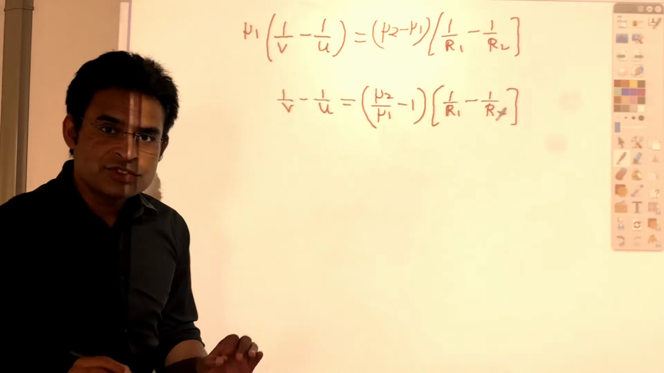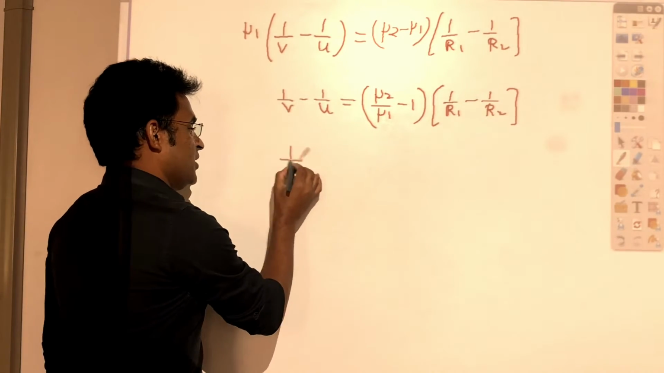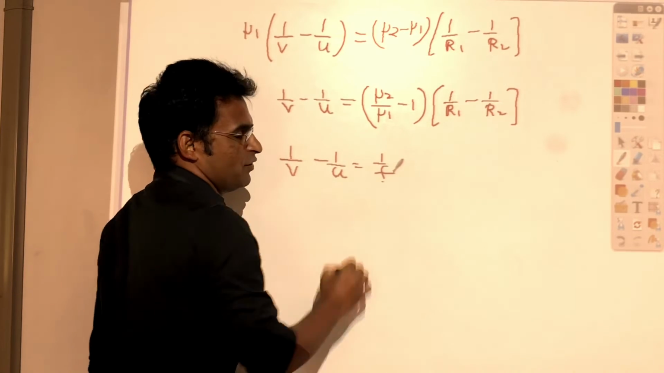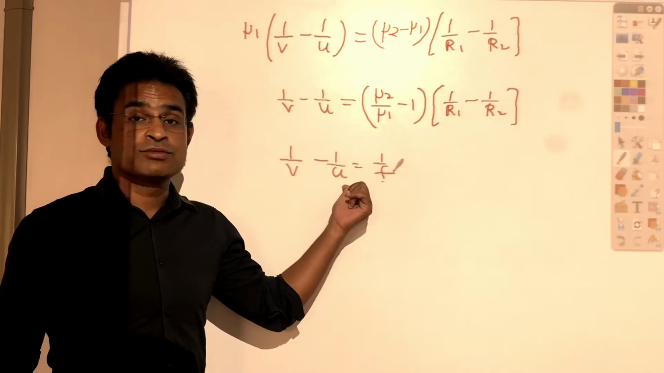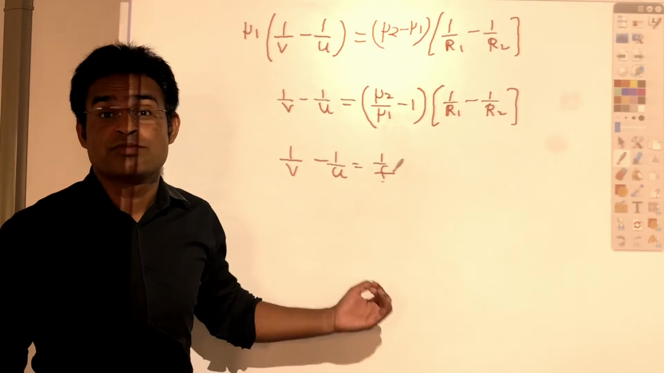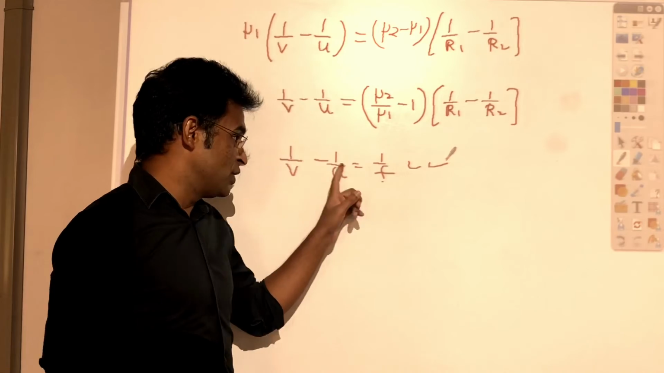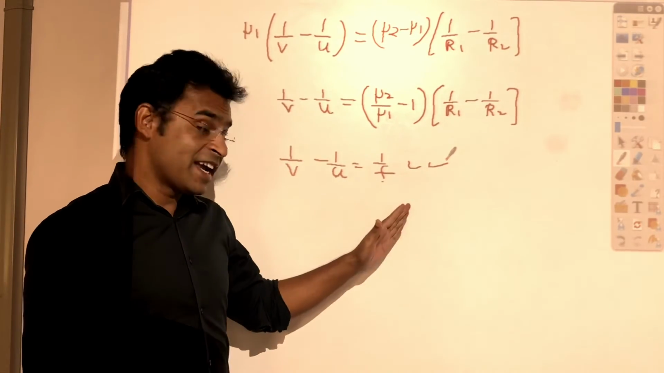And 1 by v minus 1 by u, we know, is the lens formula. 1 by v minus 1 by u is equal to 1 by f. This is 10th grade syllabus. This is called the lens formula, not lens maker. This one, I'm talking about this one. This is called the lens formula. So 1 by v minus 1 by u, I can write as 1 by f.